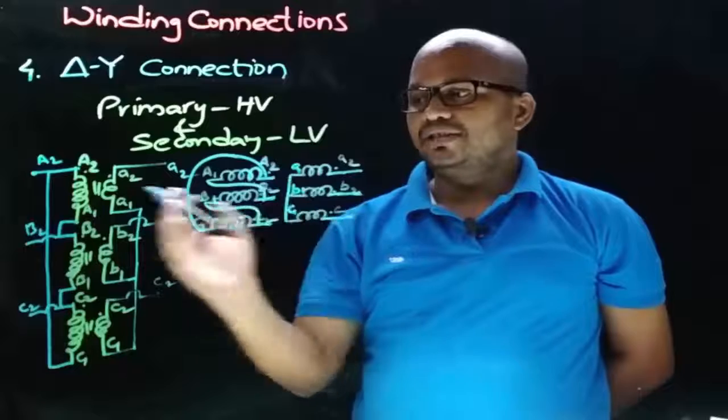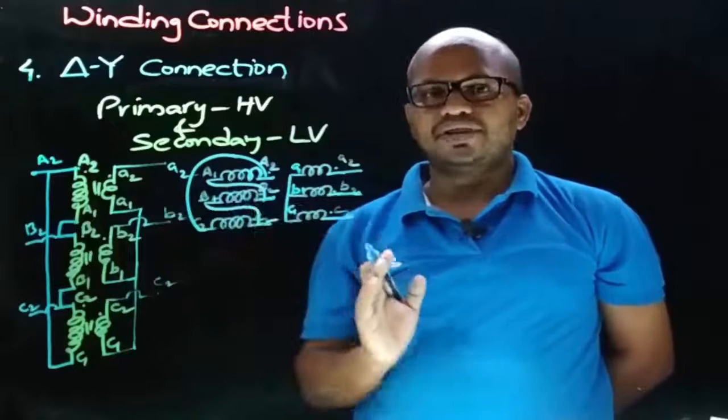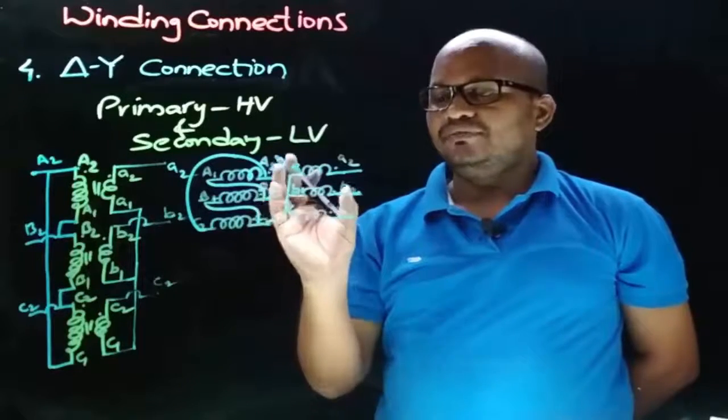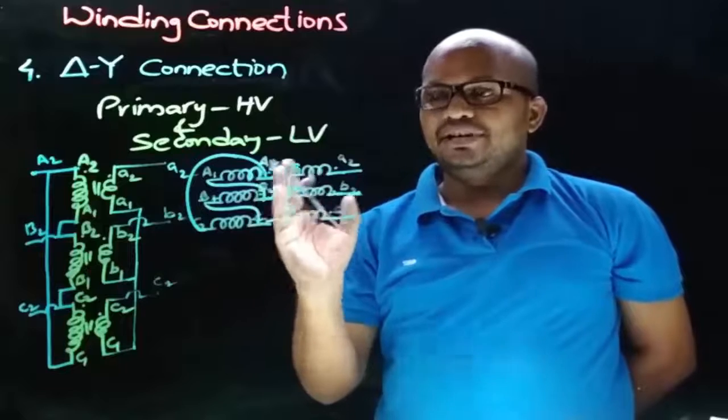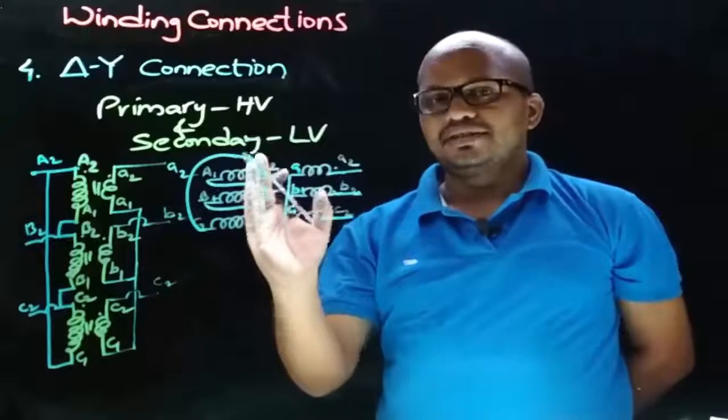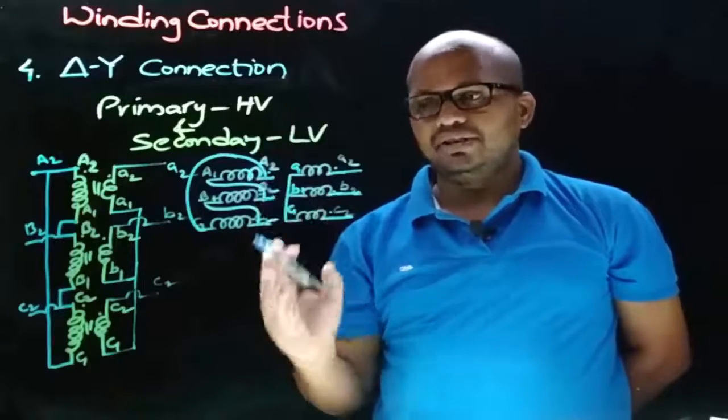This is how we arrange the HV winding and LV winding in horizontal fashion. Now we have to draw the phasor diagrams for this HV winding and LV winding. So first let's draw the phasor diagram for HV winding.